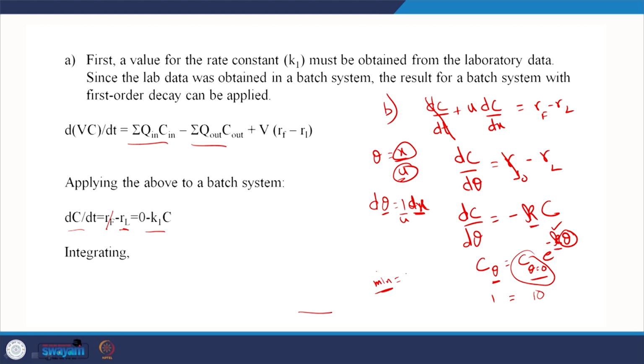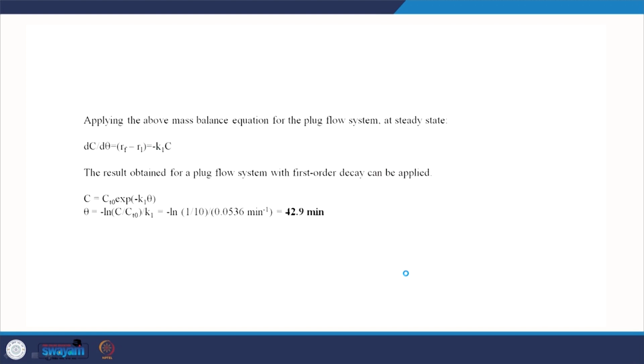Let us see it calculated for the plug flow reactor. So, dC by d theta will be rate of formation minus rate of loss. Rate of formation is 0 minus K1C. C at theta is equal to, this is not time obviously, at theta naught, that is a typo on my behalf. C at theta is equal to C when theta is equal to 0 into e to the power of minus K theta. This is for your plug flow. This is not time, but hydraulic retention time. And so, when you go through the relevant equation, you get 42.9 minutes. So, okay, now what next?